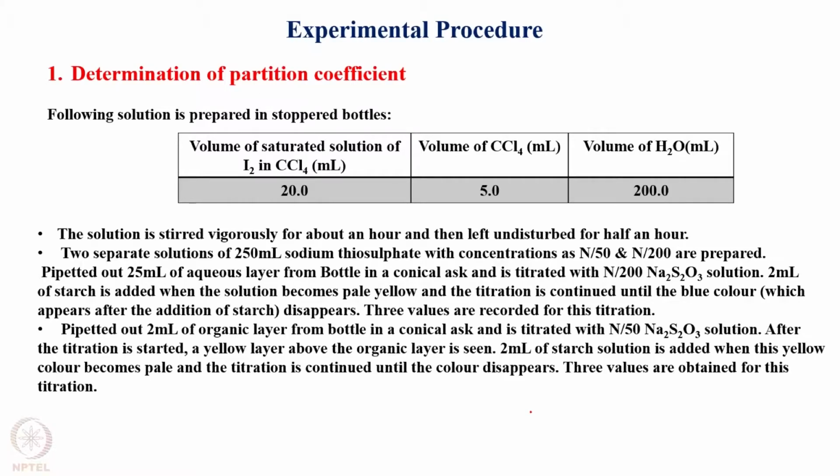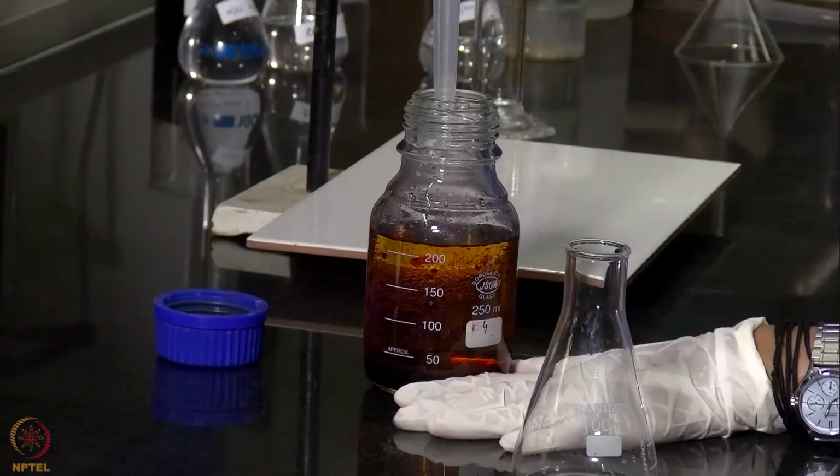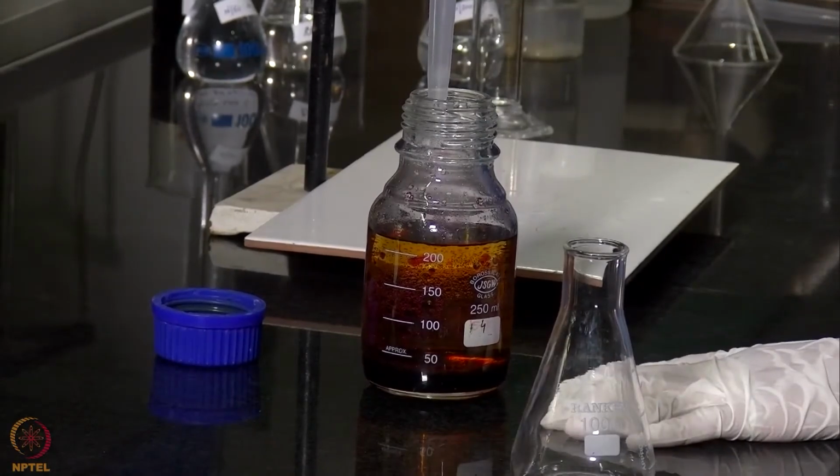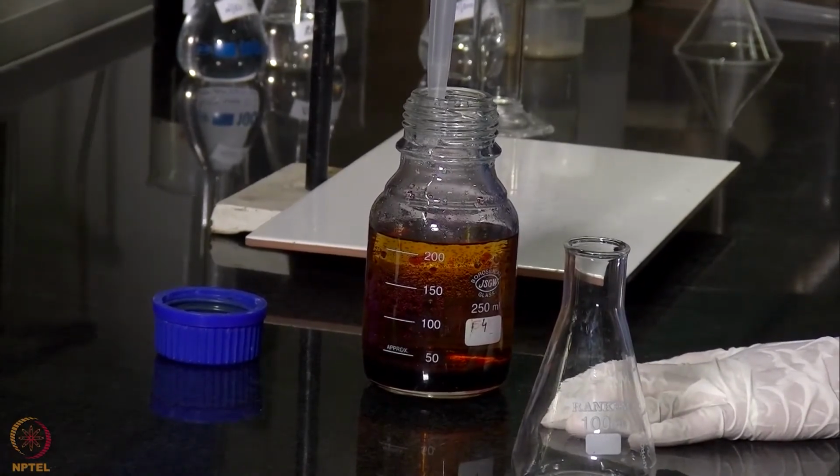So in the first part of the experiment, we prepared a stoppered bottle which contained a fixed volume of saturated solution of I2 in CCl4 and 5 ml of CCl4 and 200 ml of water. After stirring for 1 hour and then letting it settle for another half an hour, the aqueous layer and the organic layers are withdrawn and the titrations are carried out. Proper care must be taken when we are withdrawing the solution from this bottle so that the aqueous layer and the organic layer don't mix up.